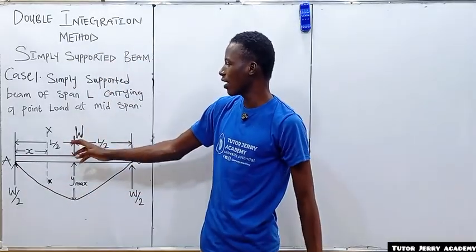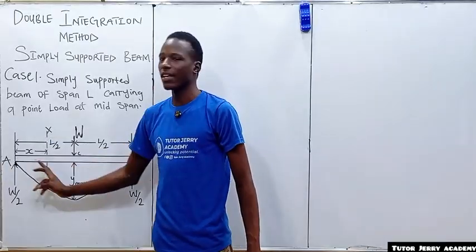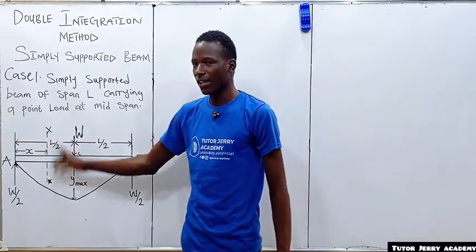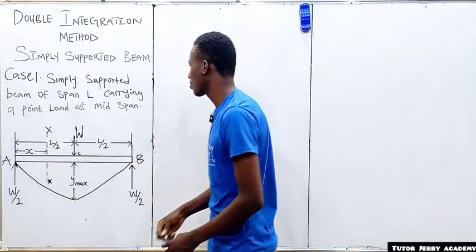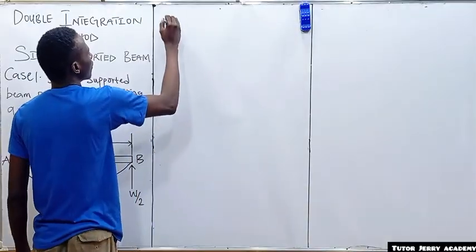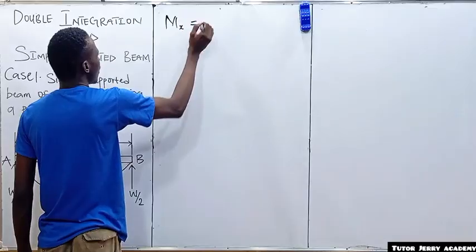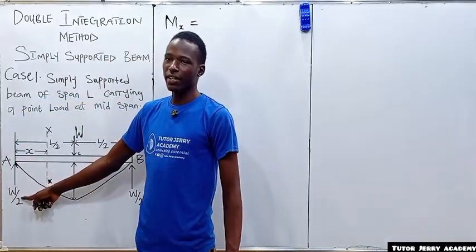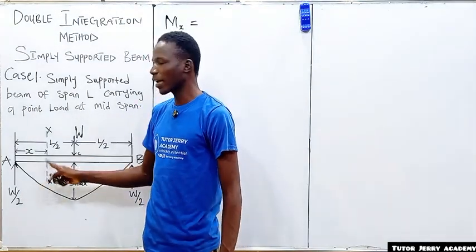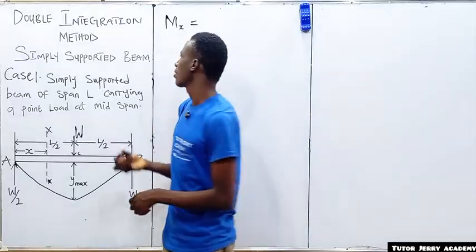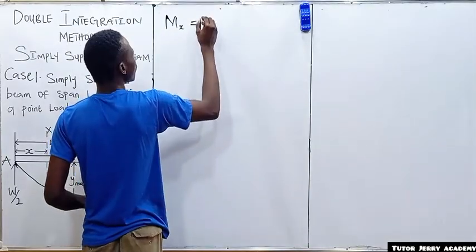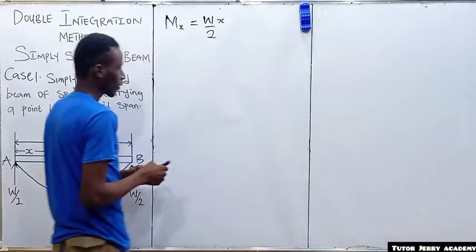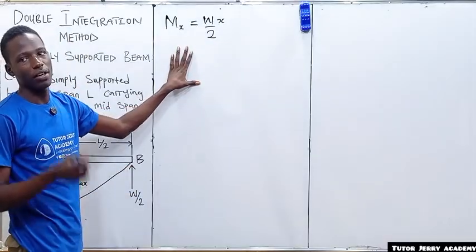Now we are asked to consider a section XX at a distance x from the end A. So we're taking moment at the section XX. Taking moment about the section XX will be equal to force times perpendicular distance. Our force is RA, which is W over 2, multiplied by the perpendicular distance, which is x. So we have RA, which is W over 2, multiplied by x. So this is what we have for our moment.